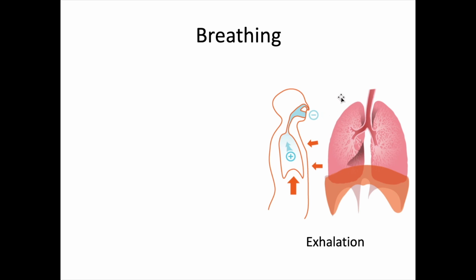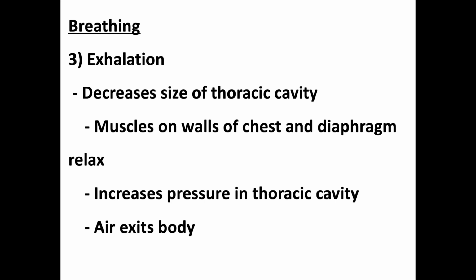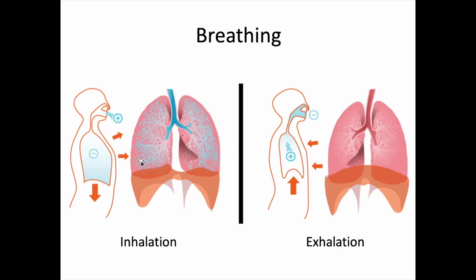The pressure of the outside world hasn't changed, but it's all relative. Now, relative to the outside world, it's higher in the thoracic cavity than it is in the outside world. So air is naturally going to move from the lungs to the outside world when we exhale. So this decreases the size of the thoracic cavity as muscles on the walls of the chest and the diaphragm relax, increasing pressure in the thoracic cavity, and the air naturally exits the body.